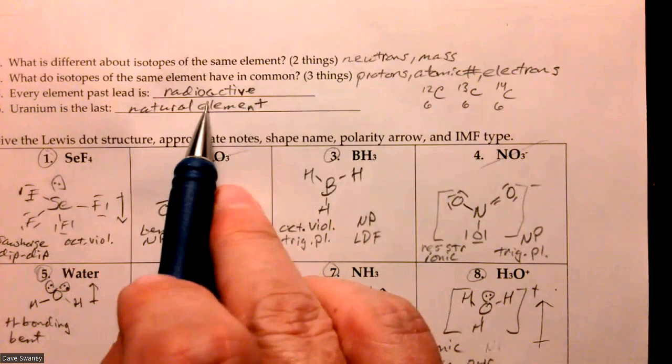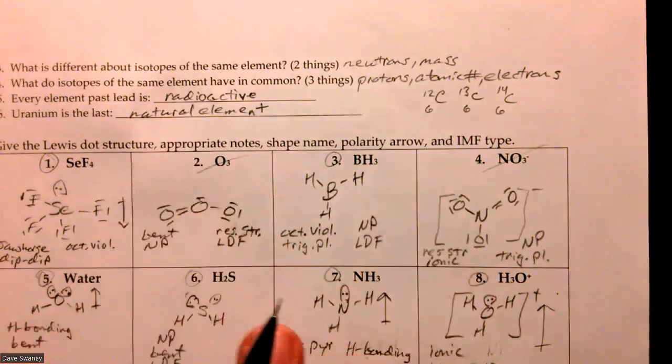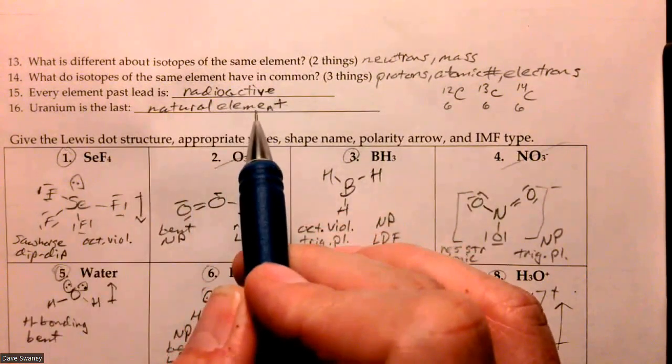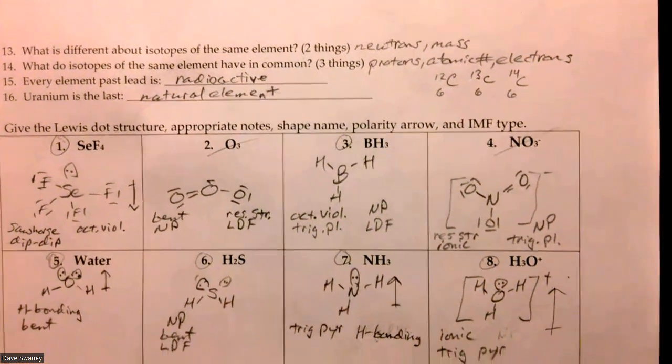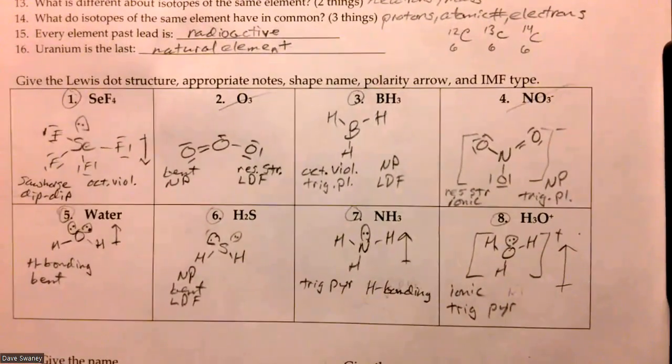Every element past lead is radioactive. They're all radioactive in every instance, in every case, in every isotope past lead. And uranium is the last natural element. You can find uranium in the ground. That's where we get it. After that, though, after element 92, it's not in the ground. It was made in a lab in some fashion.